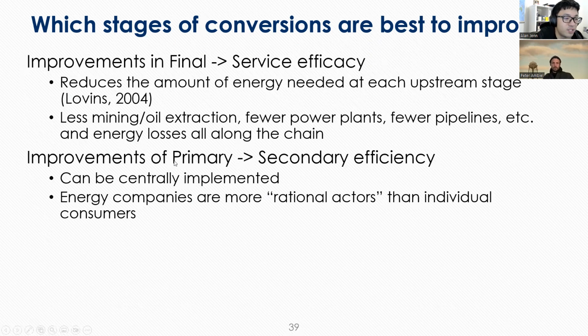But you can also do improvements to the primary to secondary efficiency, even though you don't get the benefits at all the upstream stages. One of the things is that it can be much easier to implement. If you think about improving a coal plant, then you're talking more about corporations, who typically act more like rational actors. It might be easier to improve a single power plant rather than hundreds or thousands or millions of individual consumers. So one thing to keep in mind is the trade-offs between these two.